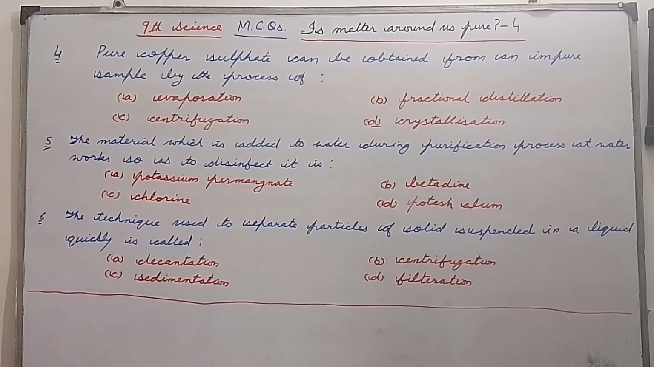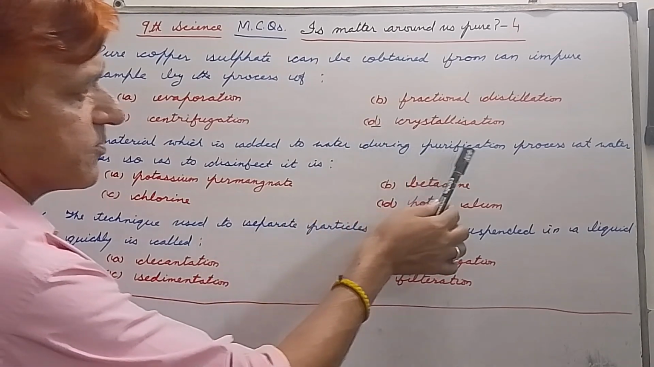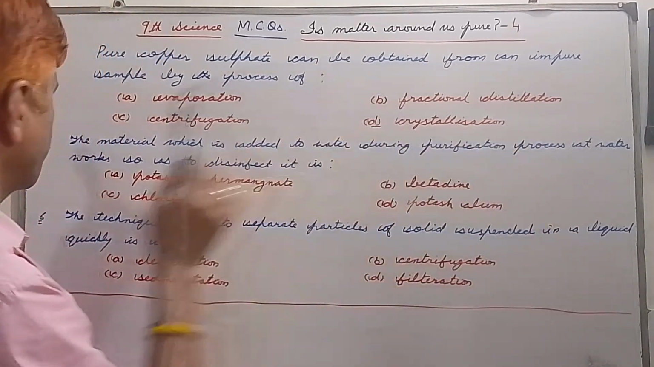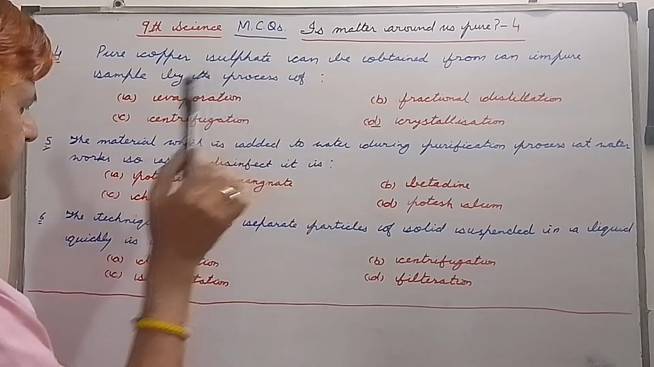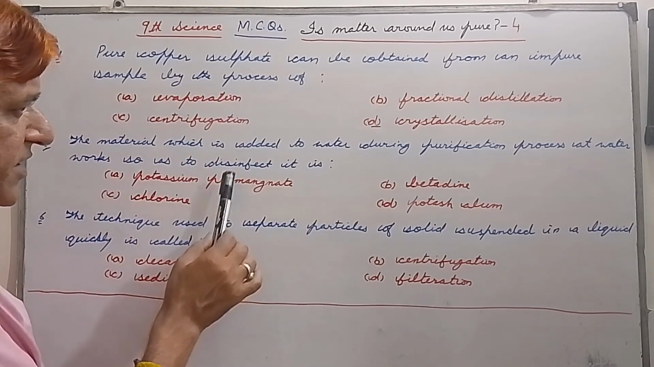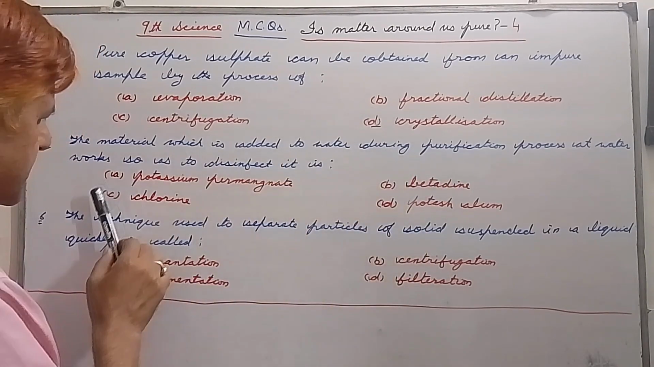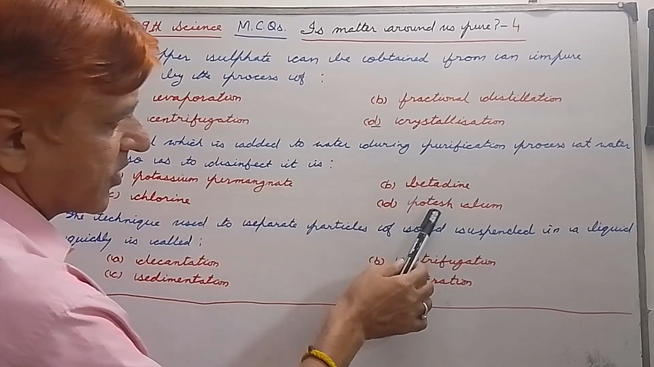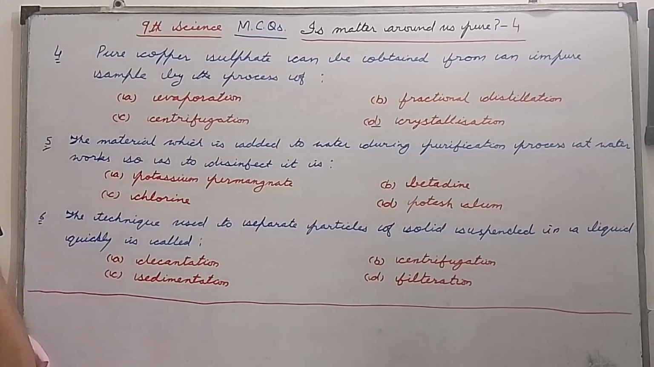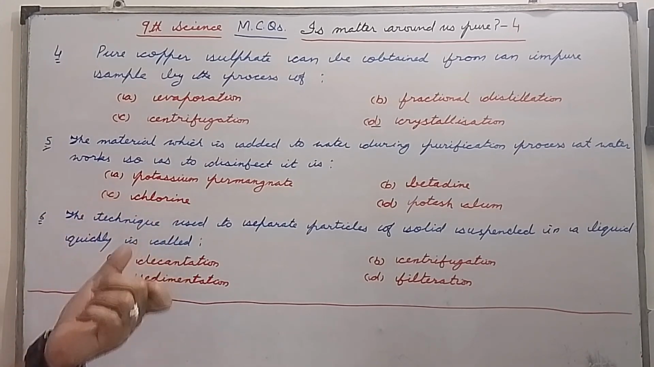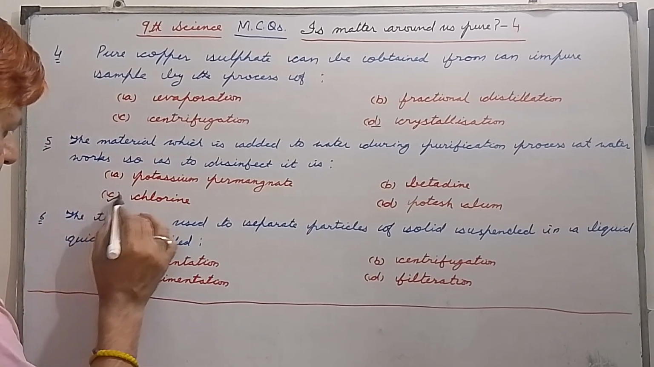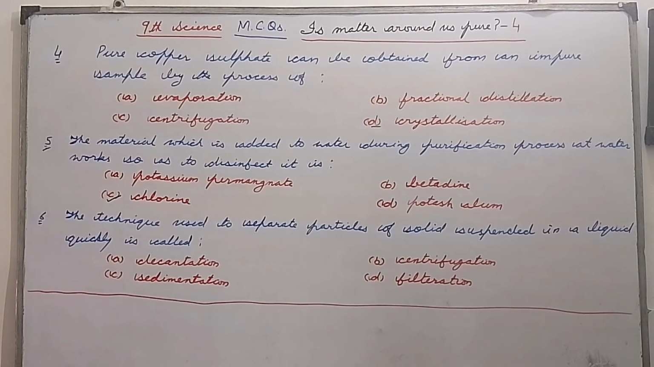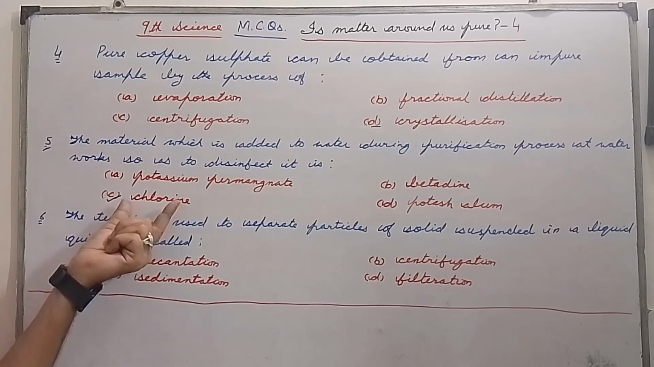Question number 5. The material which is added to water during the purification process at water works so as to disinfect it is, first option is potassium permanganate, B is betadine, C is chlorine, and D is potash alum. So my dear students, always remember that at water works we use chlorine to disinfect the water. So C is the correct option, because chlorine is a disinfectant.